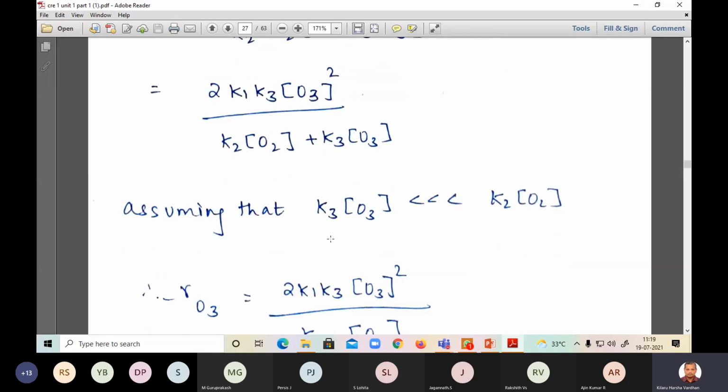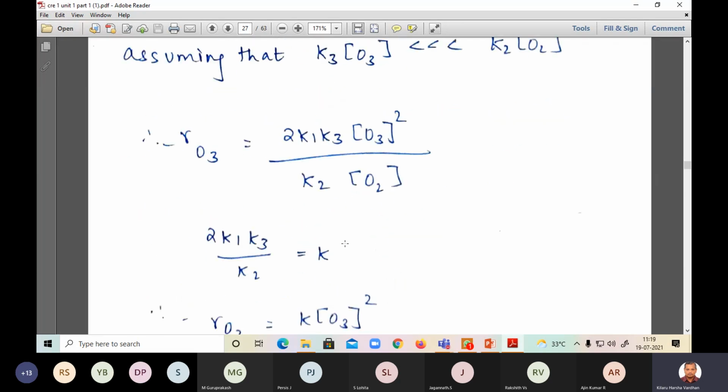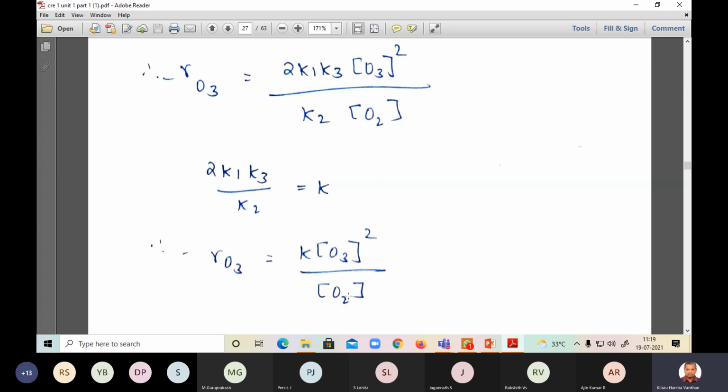So here you make some assumptions that K3 is nothing but the disappearance of O is much lesser than the appearance. Then this will be 0. Then you are left with 2K1 K3 by K2. That you make some value. Then you are getting K3 square by K2. 2K1 K3 by K2 let it be some capital K. These are all constants. So you are getting the final form. This is how you have to do if it is non-chain mechanism.